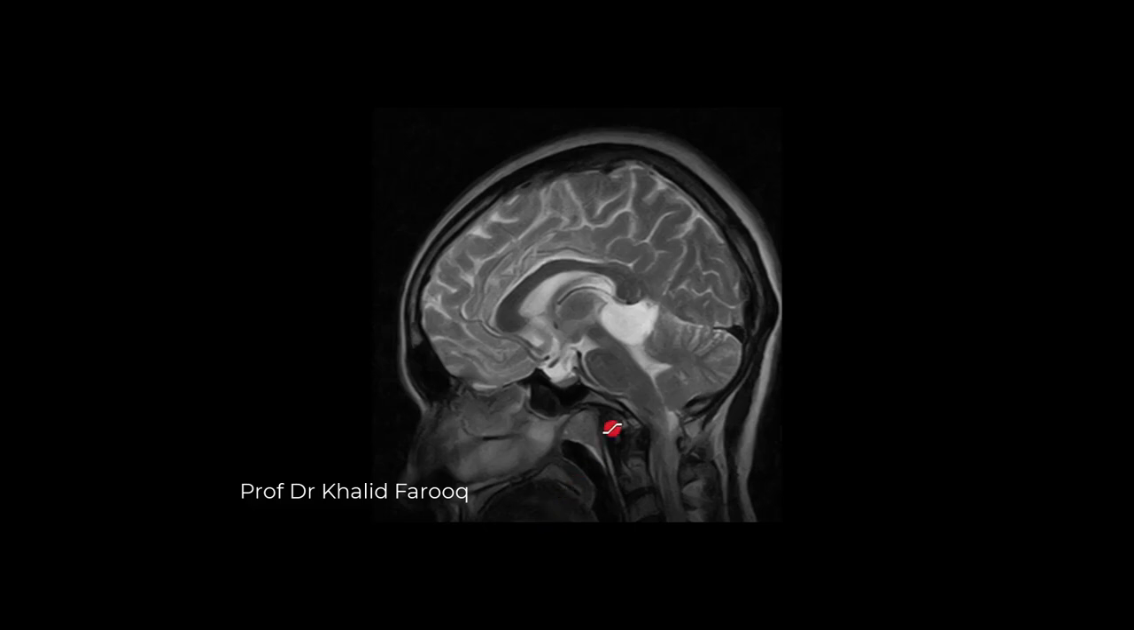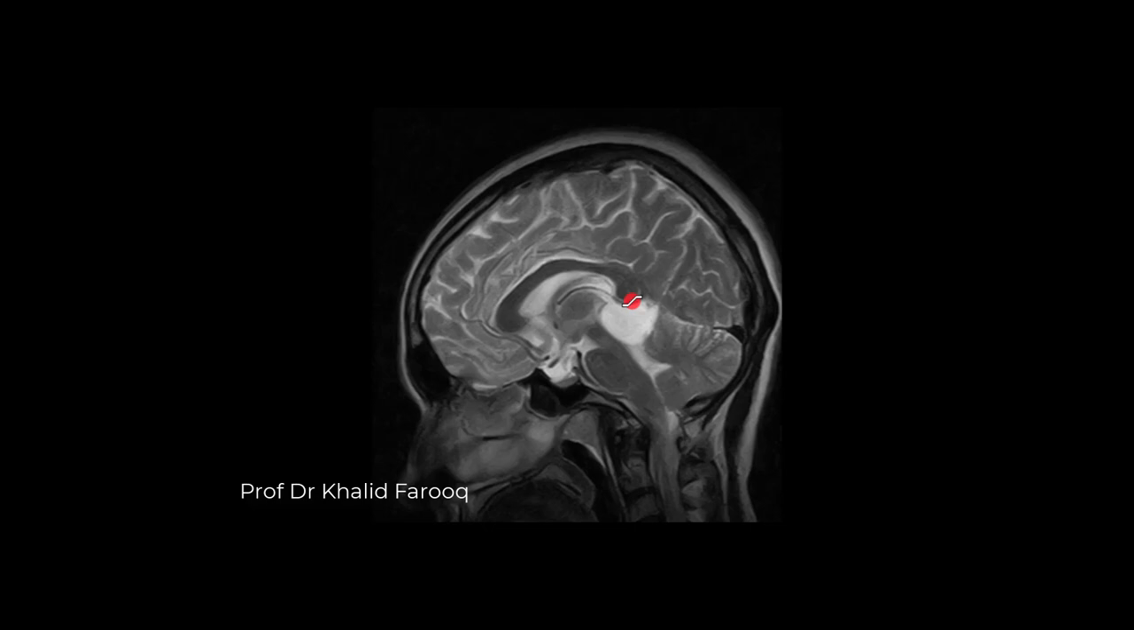Here we have sagittal T2 weighted sequence through brain. And this is midbrain, pons, medulla oblongata, fourth ventricle, corpus callosum. And here we see this is a cystic mass in quadrigeminal cistern region immediately below splenium of the corpus callosum.